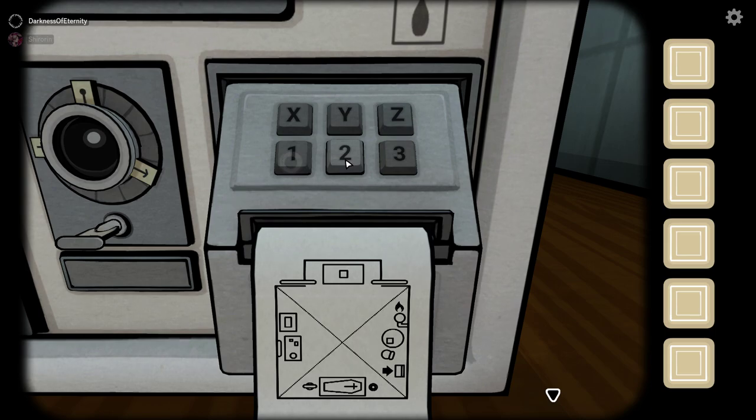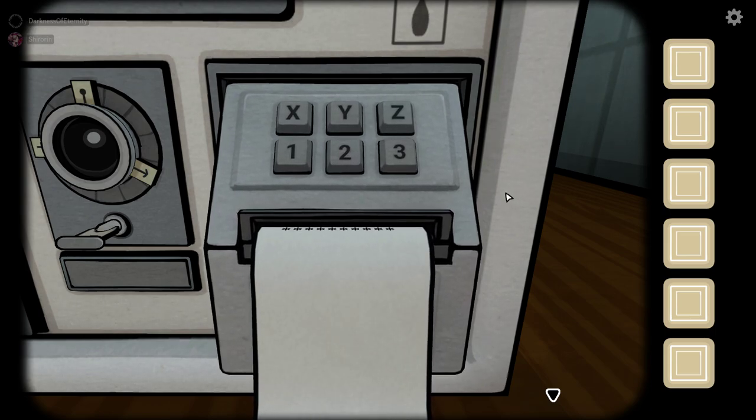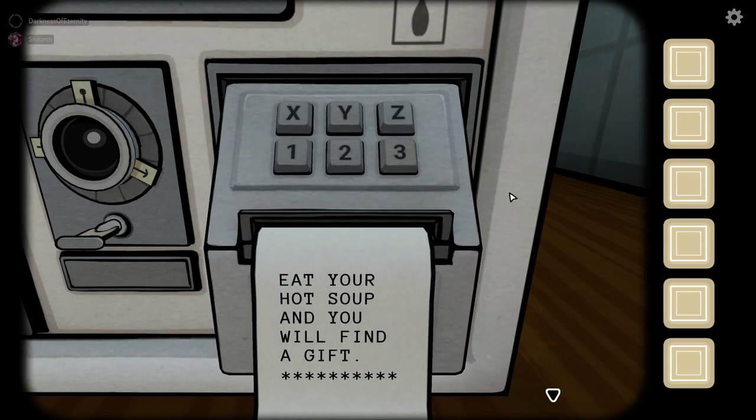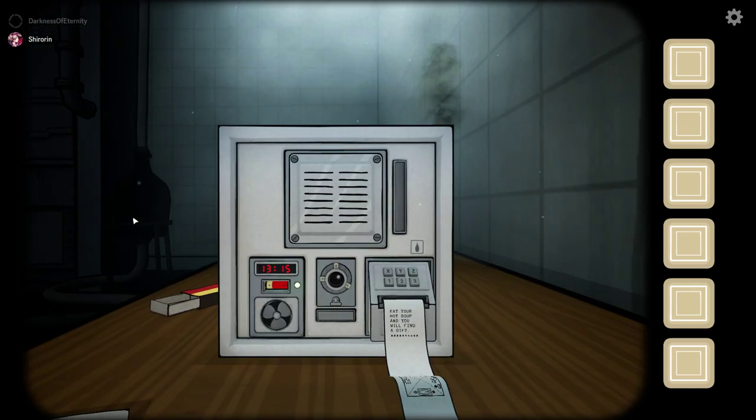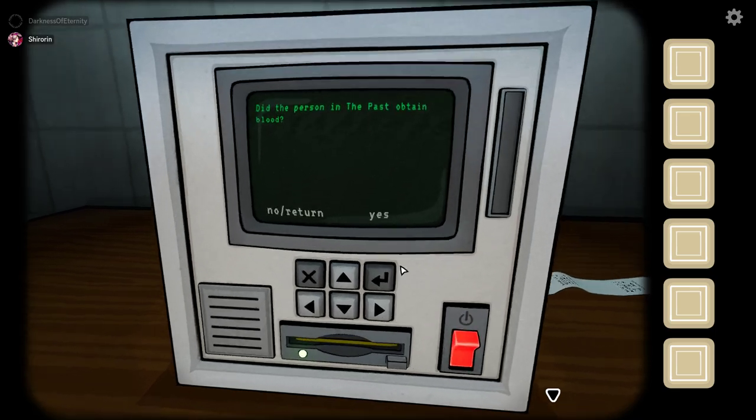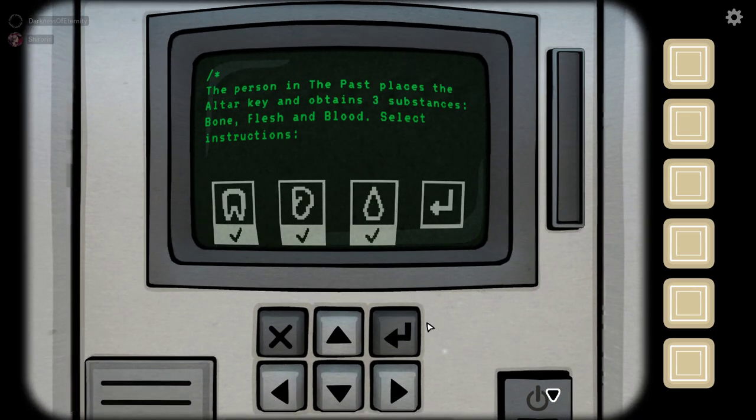312. I think I know what to do with this. Probably tell me to eat the soup, probably. Eat your hot soup and you will find a gift. Yep. Got it. Okay. What, did you get it? Okay. Got it, yeah. Let me click yes here. I forget what to do with this gem here.